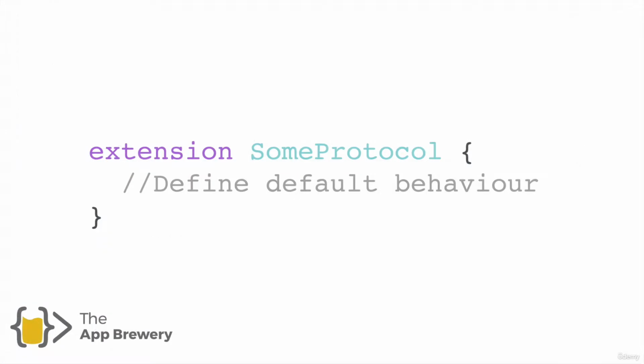Now, another thing that we can do with extensions that's really handy is we can actually extend our protocols. If we simply define our extension, adding in a protocol instead of a class or a struct, we can actually define the default behavior for the required methods.